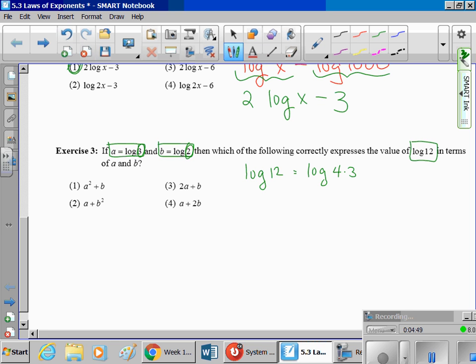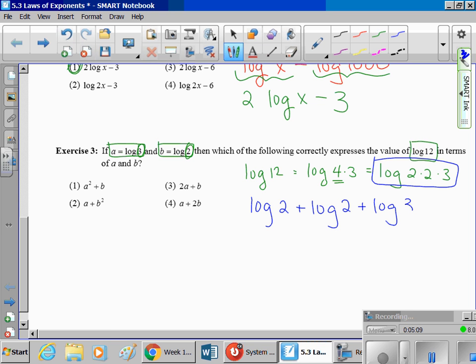4 times 3, but then I realized I have to rewrite 4 as 2 times 2 in order to use my a and b as defined here. So when I take this piece right here, this becomes the log of 2 plus the log of 2 plus the log of 3. And this works the same way as variables. I have a log of 2 plus log of 2, which is 2 logs of 2, plus log of 3.